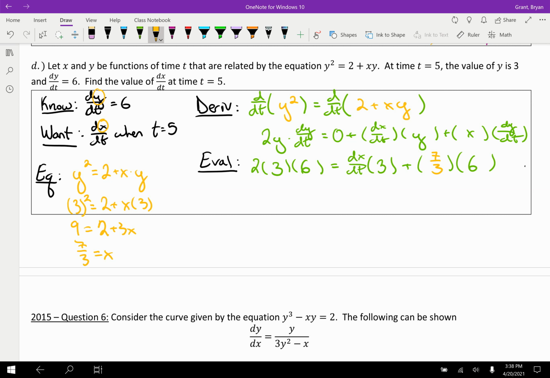Okay. How do we finish solving? Well, it's actually pretty easy because we're just trying to isolate dx/dt. So I'll keep dx/dt over here just so you can kind of see the whole process. This is 2 times 3 times 6. I need to subtract this 7/3 of 6, which is a nice number, but I'm not going to worry about it. And then I need to divide the 3 off of dx/dt, and I'm done.